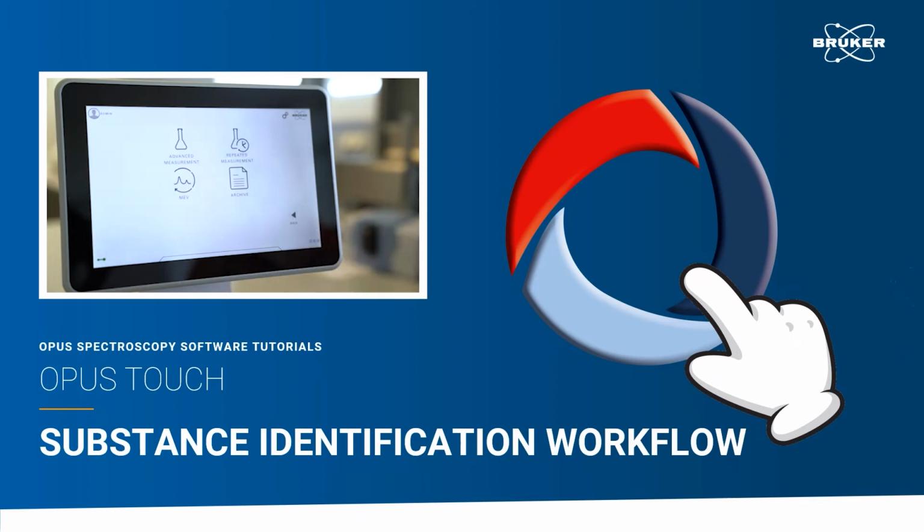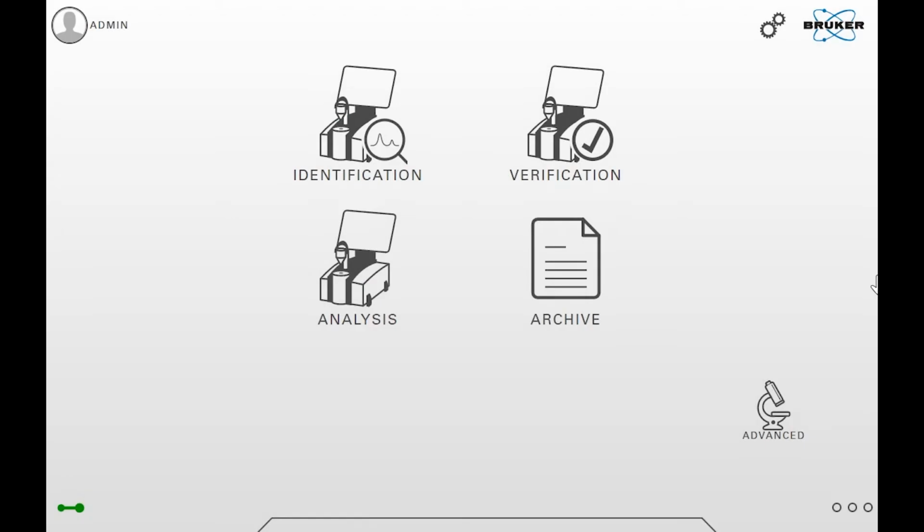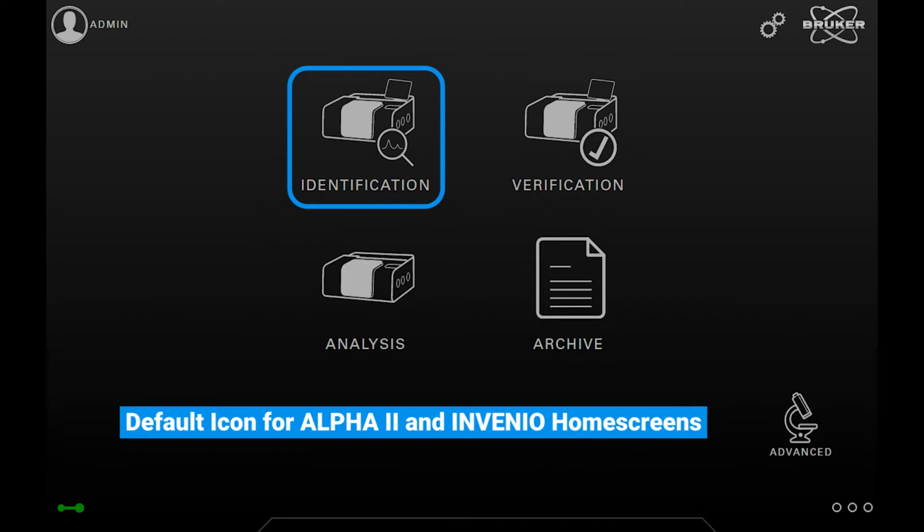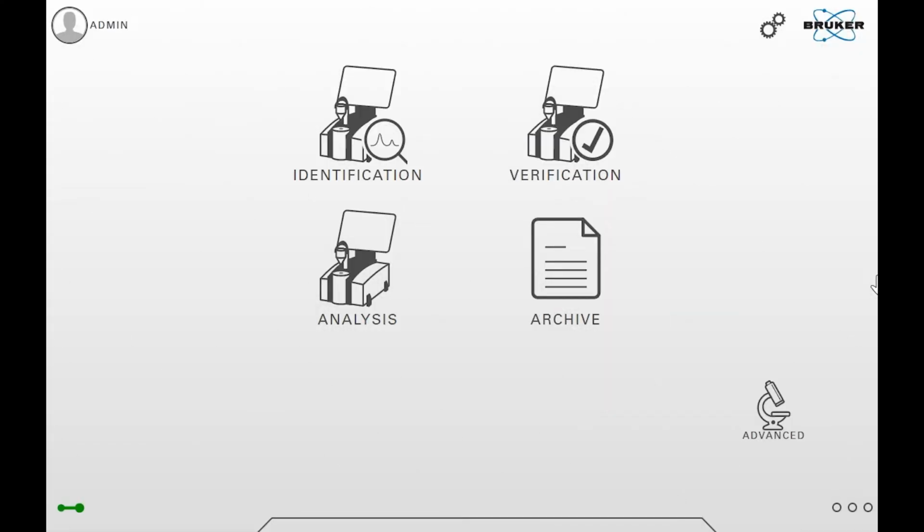Now you will learn how to use the identification workflow of Opus Touch. This workflow provides a dedicated solution for the identification of unknown substances. Start by clicking the Identification button on the home screen. This button is present on the Alpha and EnVenio-S home screens by default. On other home screens it can be added manually.